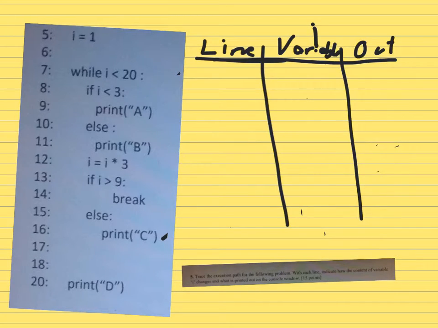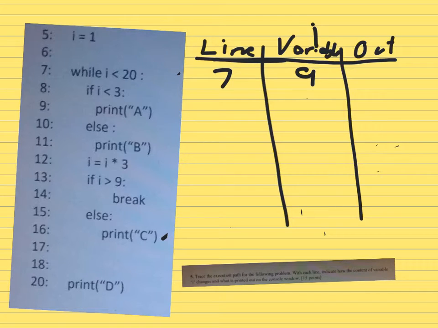All right, so this next part, knowing that the variable I is still 9, let's check. For number 7, is 9 less than 20? Yes, it is. That's true. So let's go to the if statement.